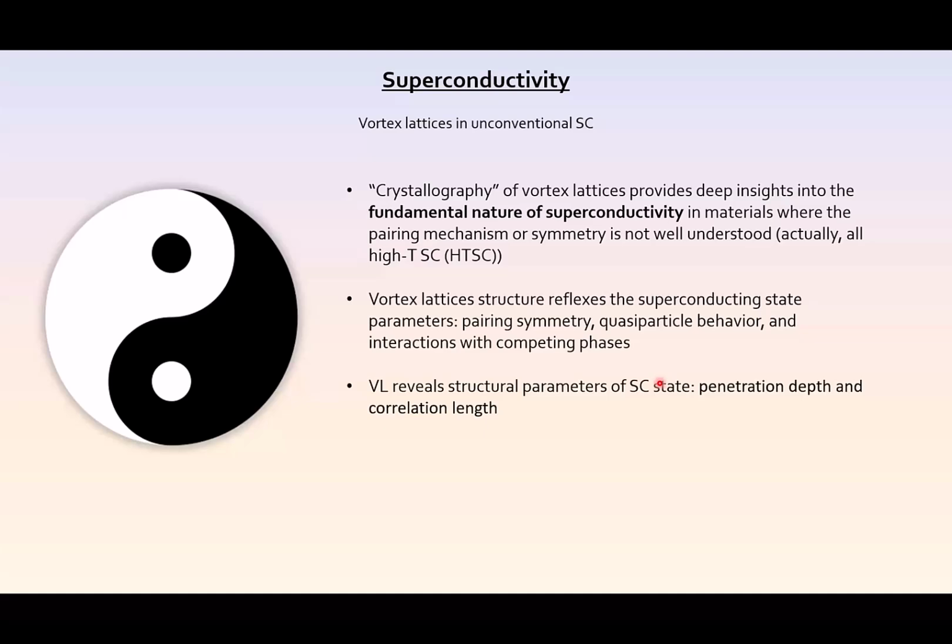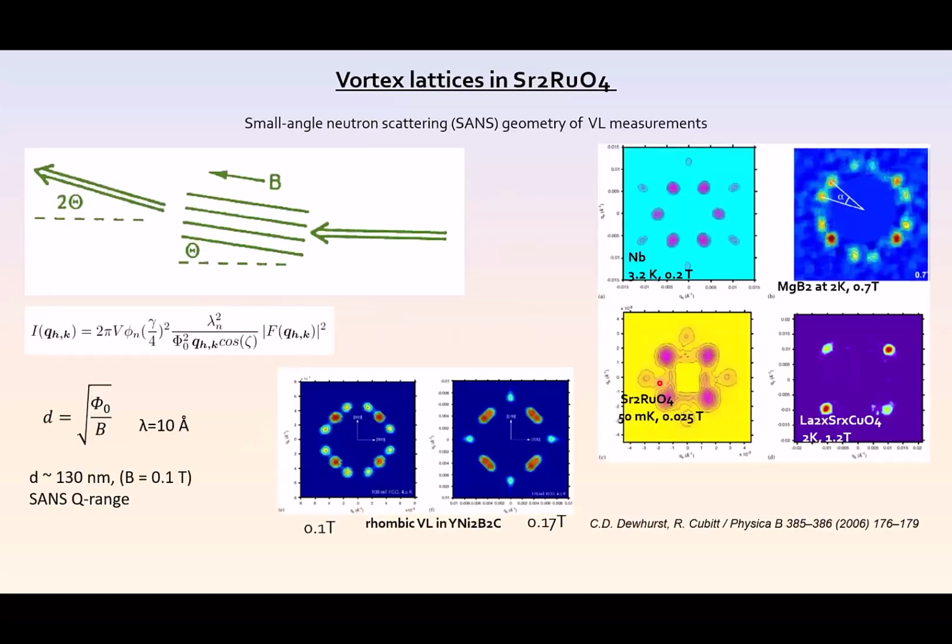And for example, if we apply some normal field to superconductors, for example, 0.2 Tesla, the distance between individual vortices will be in the range of 100 nanometers, which is a perfect range to be observed using small angle neutron scattering. And so the principle is very simple.